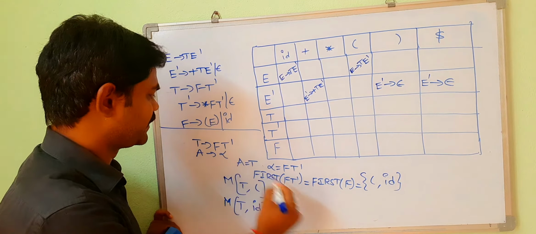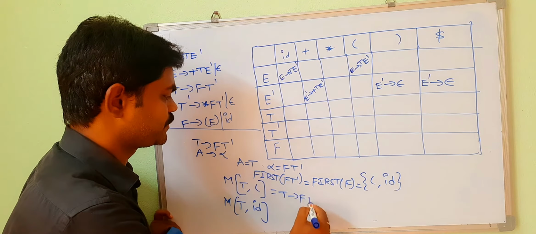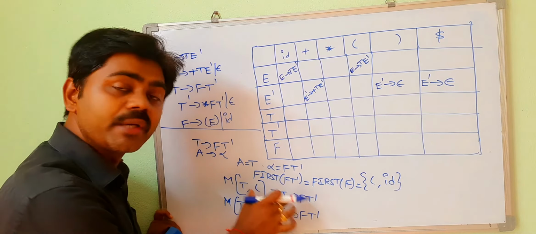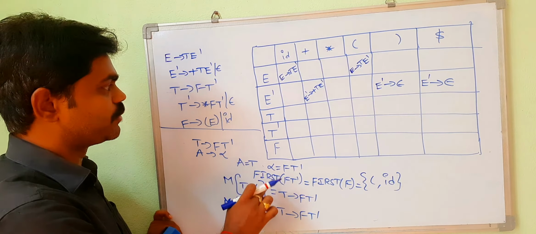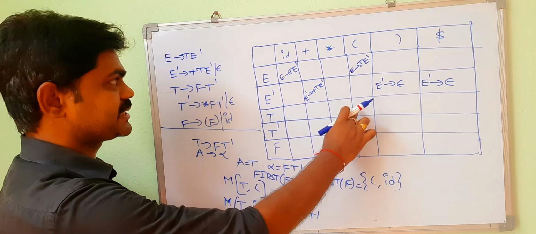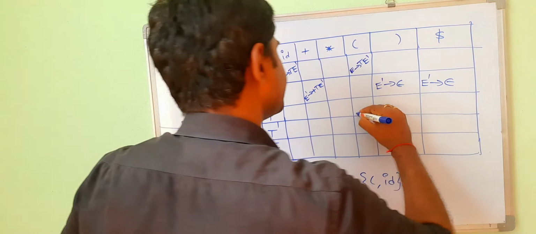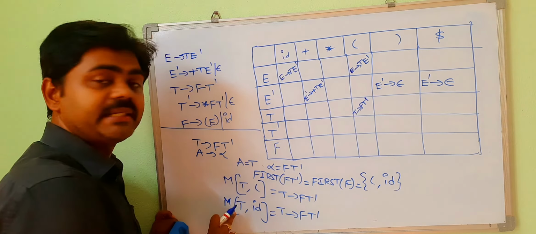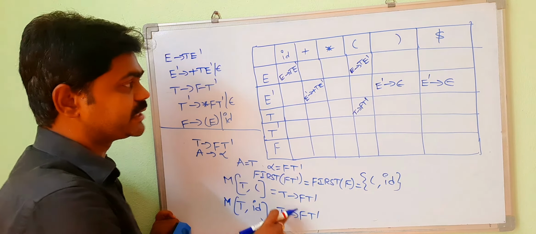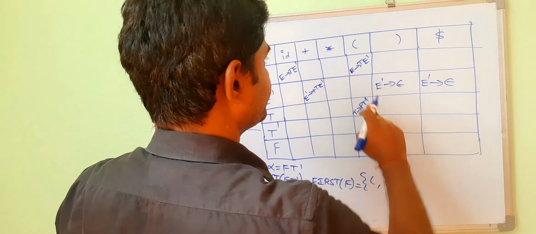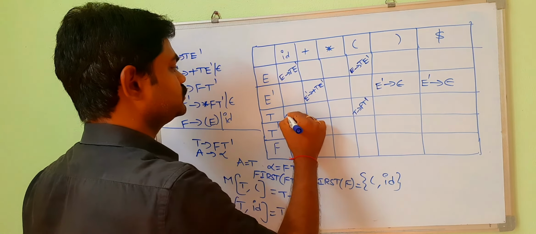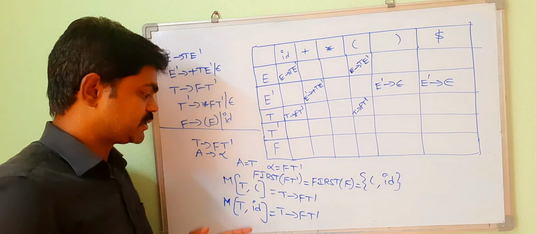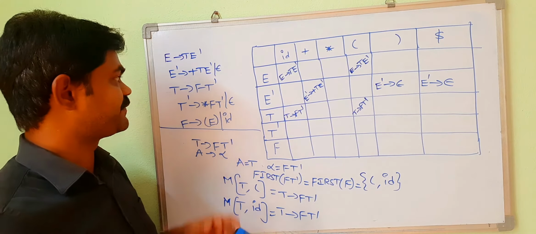So A tends to alpha, that is T tends to Ft dash. Here also T tends to Ft dash. So these two entries we should write in the place of T comma open parenthesis. So T comma open parenthesis, what should we write? T tends to Ft dash. The same way, T comma ID, we should write T tends to Ft dash. Okay, so T tends to Ft dash is over.